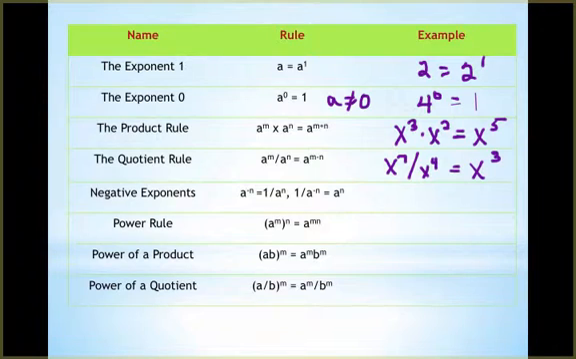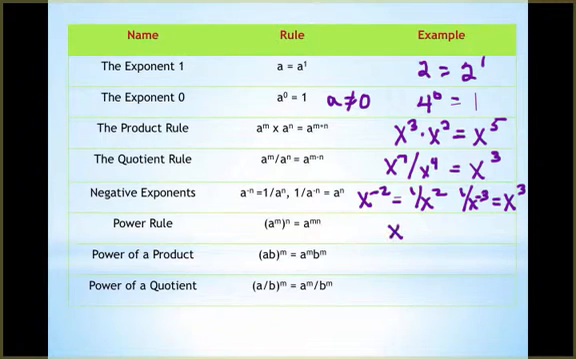Our negative exponent rule says if you have a to the -n, that's 1 over a to the n. So if I had x to the -2, that would be 1 over x to the +2. Or if you have 1 over a to the -n, so if your negative exponent is the bottom, it becomes a positive exponent in the top. So if I had 1 over x to the -3, that would become x to the +3. The power rule says that if you raise an exponent to another power, you multiply exponents. So x cubed to the 4th would be x to the 12th.